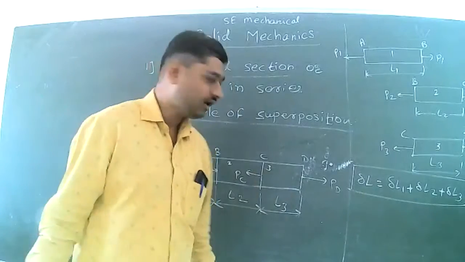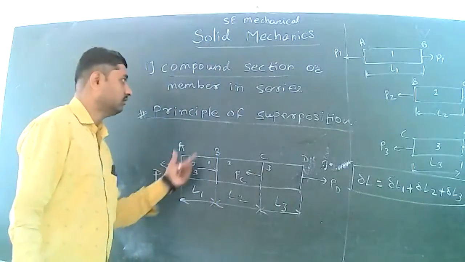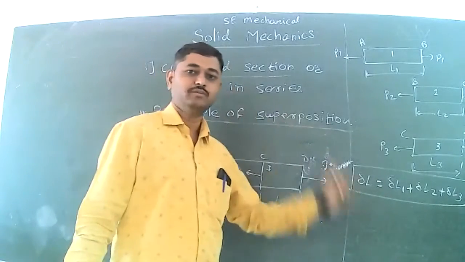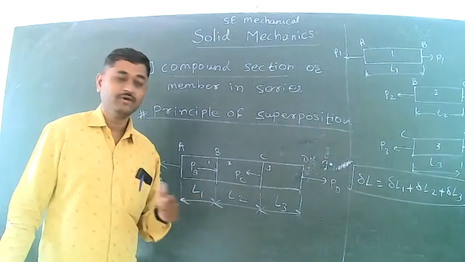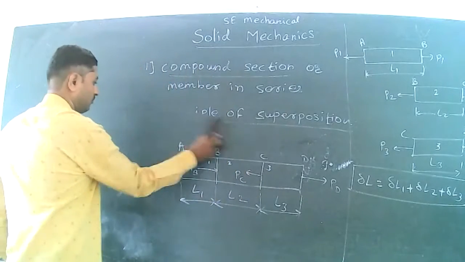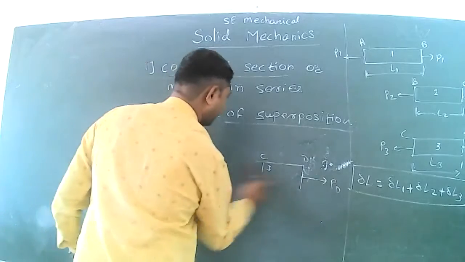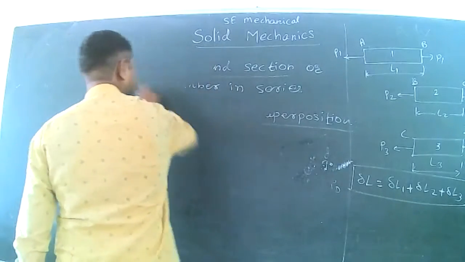The next point covered is the compound section or members in series. For a composite section or members in parallel, what is the equation? What are the conditions that we have discussed?